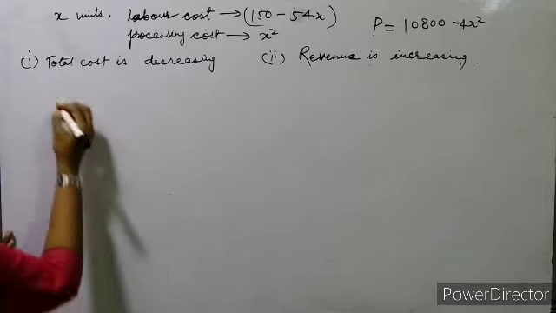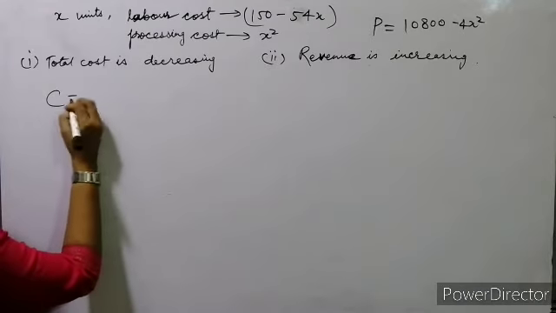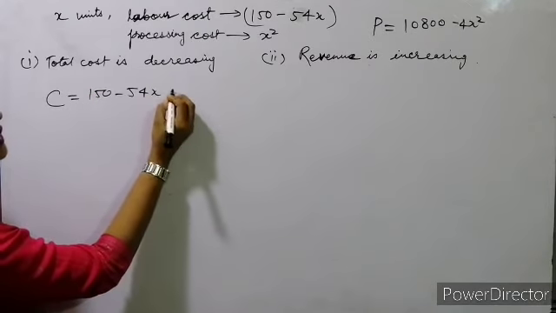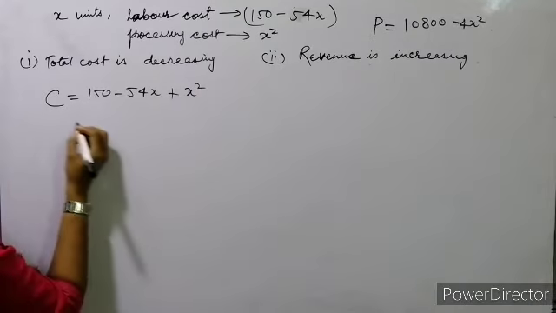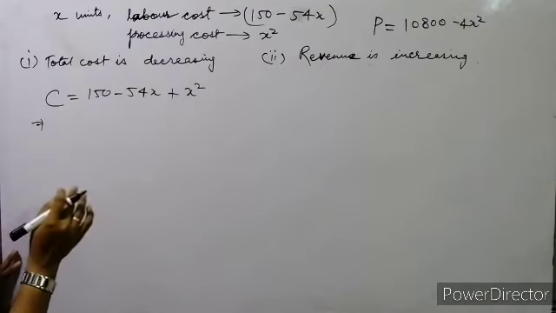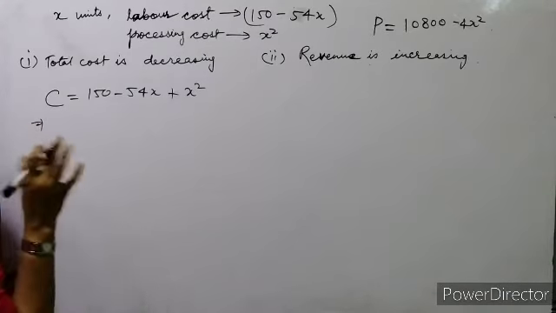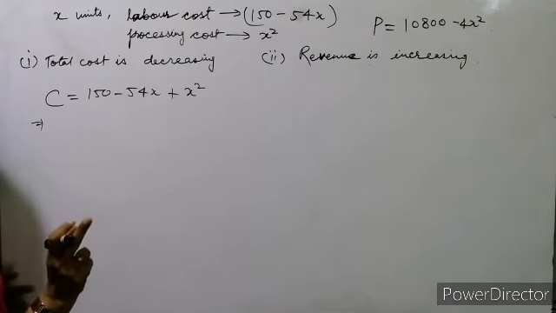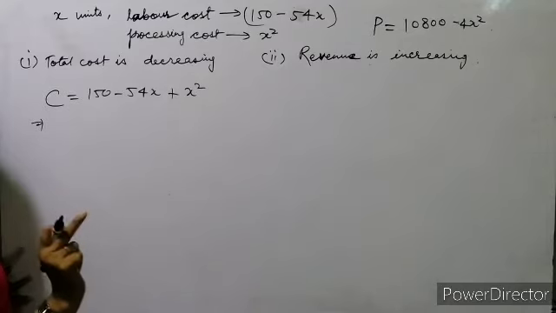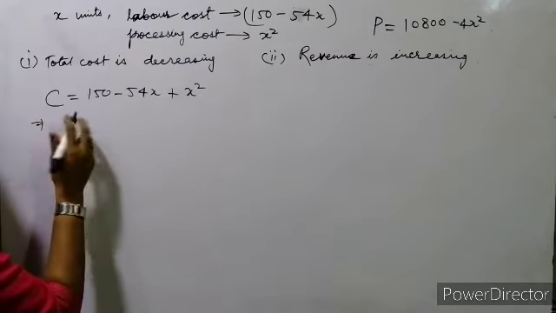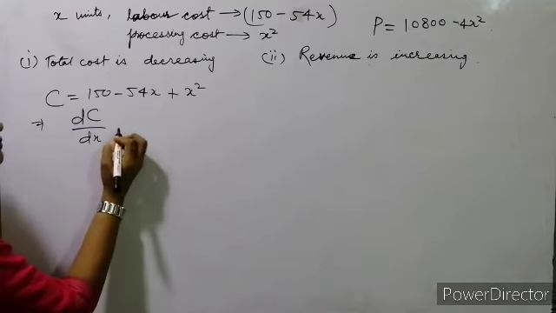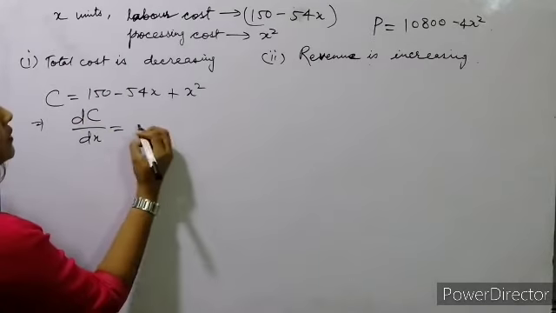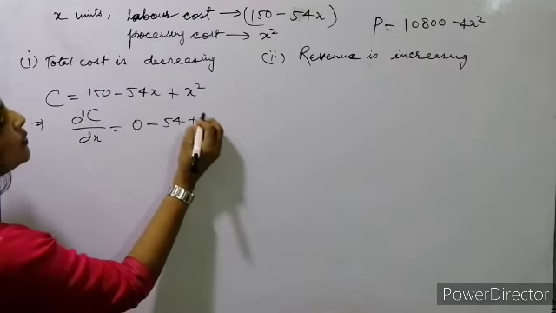So cost is given, very simple. Total cost will be equal to labor cost 150 minus 54x plus processing cost, that is x squared cost. So total cost is given. Now the total cost is decreasing. Here we have to take total cost decreasing, not average cost, which would be C upon x. So dC upon dx, the derivative of cost with respect to x, where x is the number of units.